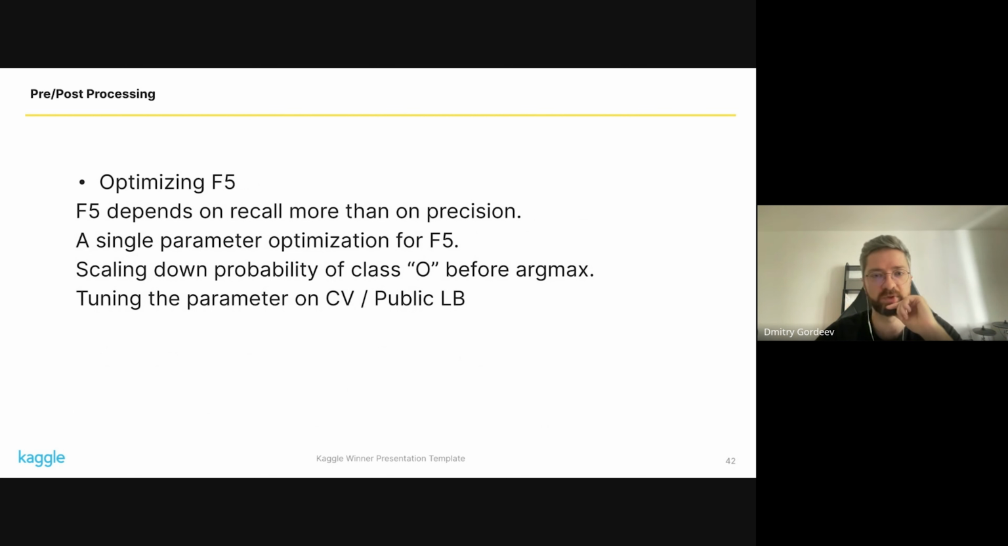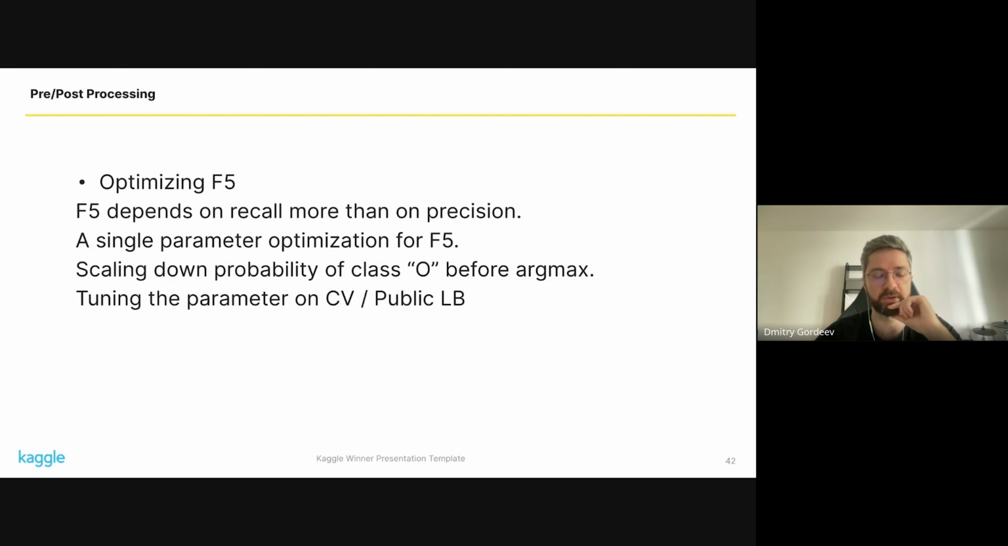So if there's a 60% probability that it's O, and I multiplied, I think the final value was around 0.03, so I really push it down. From 60%, it would have dropped to, I think, 1.8%. And then argmax would have taken the other class that had the higher probability, be it name, address, or something else.